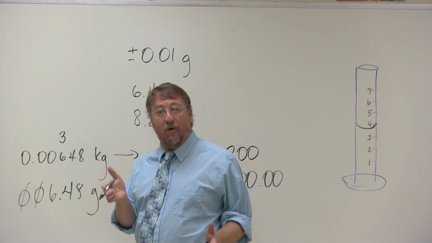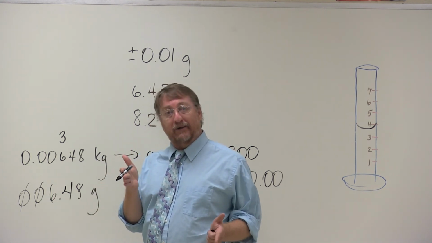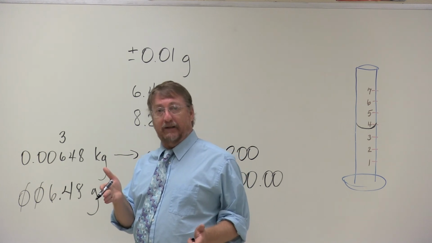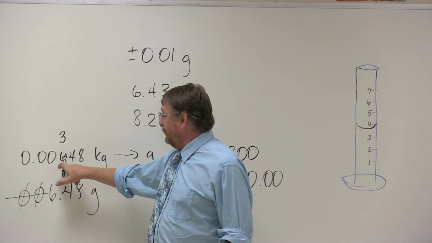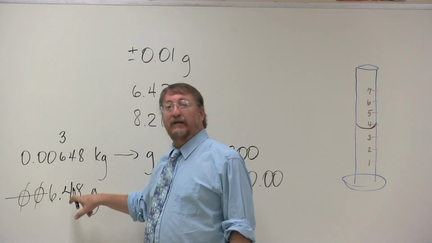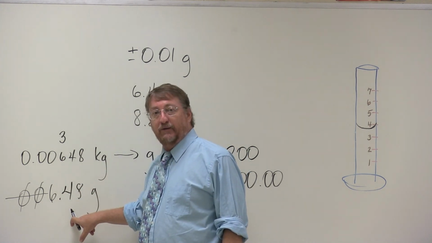That's the point. We don't write numbers like that because they're not significant. Everybody see that? They're not significant. We're not going to write them. So those are not a part of it. So this has 3 significant figures. This still has 3 significant figures.